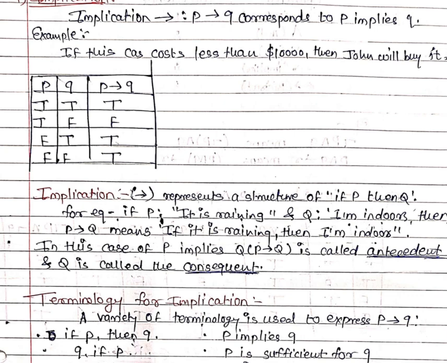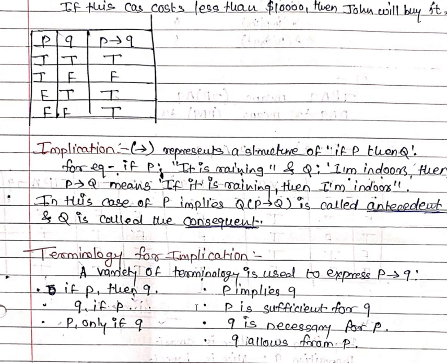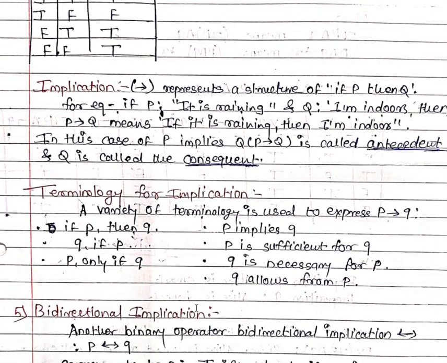Implication represents a structure of if P then Q. For example, if the P statement is considered as it is raining and Q is considered as I am indoors, then P implies Q means if it is raining then I am indoors. In this case of P implies Q, P is called the antecedent and Q is called the consequent.